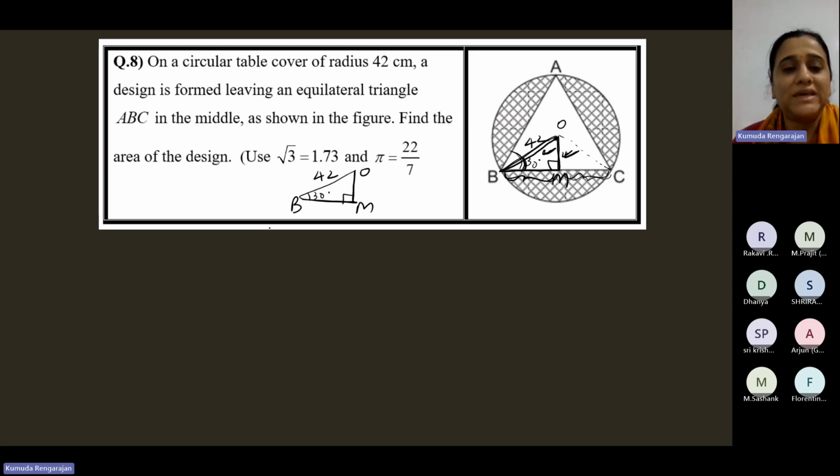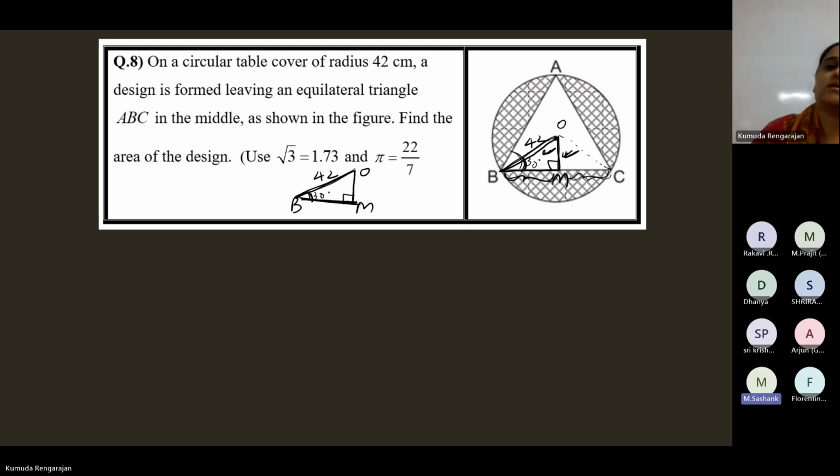So now we'll find BM. How is that going to be useful? How do you find BM using trigonometry? You'll have to connect 30 degrees, BM and OB. So what is the ratio you will use? Online students, how will you connect 30 degrees, BM and OB? What's the ratio? Sine, cos, tan?